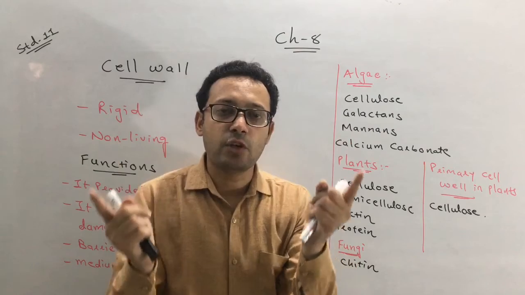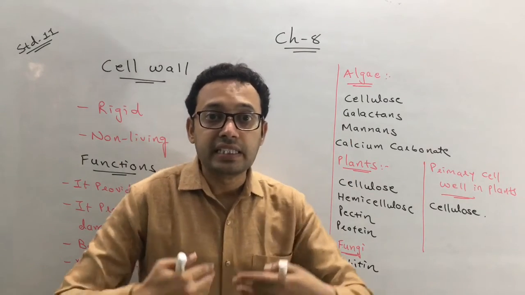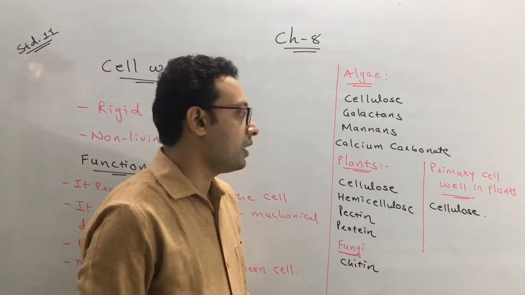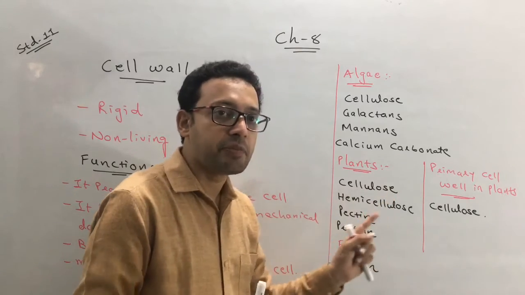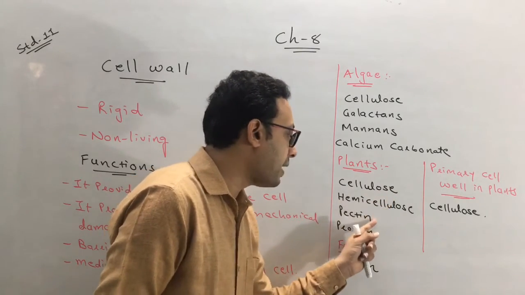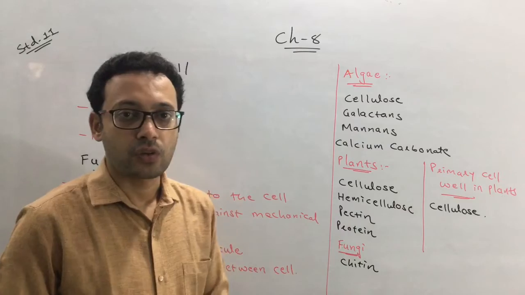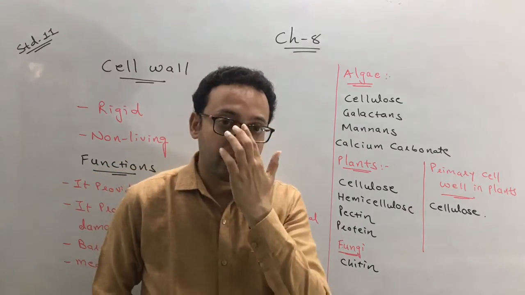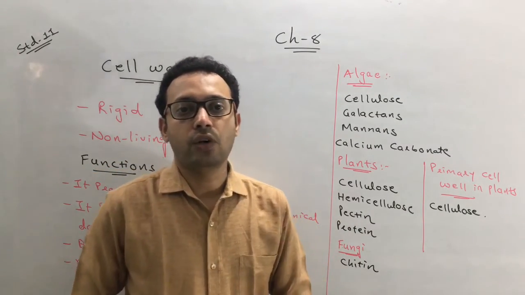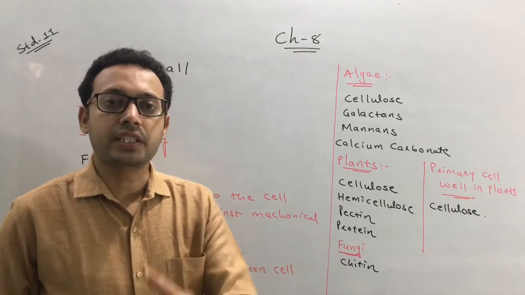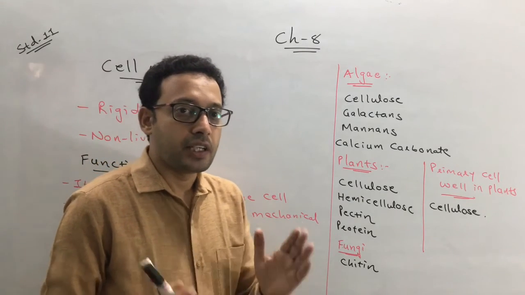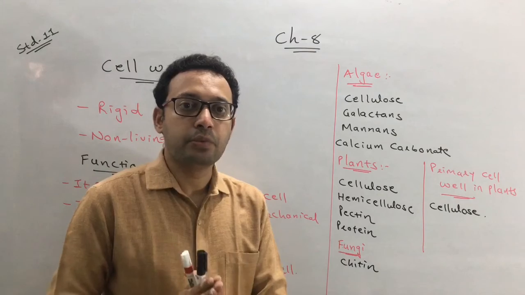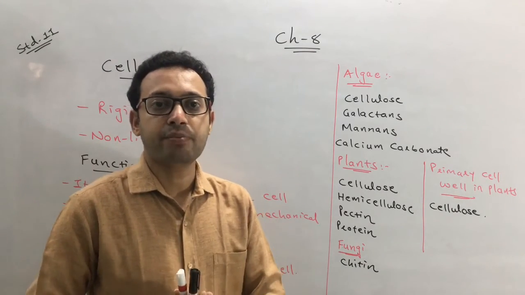Later on, there is a development of a secondary wall inside it, and that secondary wall contains a deposition of hemicellulose, pectin, and protein. So it wants to say that the composition of the cell wall may vary from one living organism to another. Remember, you have to remember the composition of the cell wall of different types of cells.